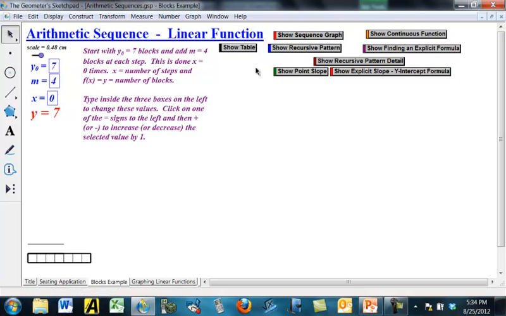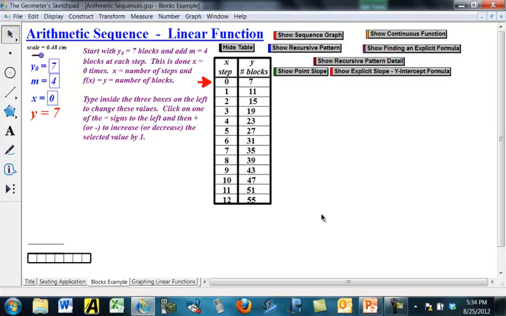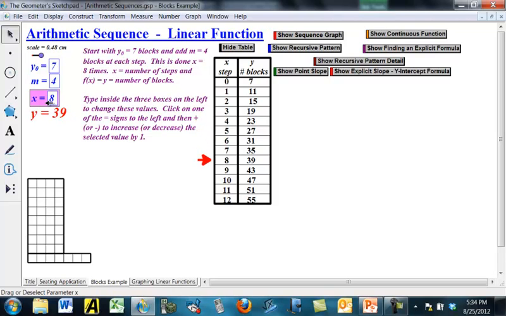Now what does a table look like? Here's the first part of a table, and right now we're at the 0th step, where we have step 0 and 7 blocks. If we hit plus here, we move down to the (1, 11) ordered pair, and you can see the 11 blocks down here. Then (2, 15), and you can see the blocks. The arrow points to the part of the table that's represented by the drawing here, the y value here in red, and the x value that's generating it.